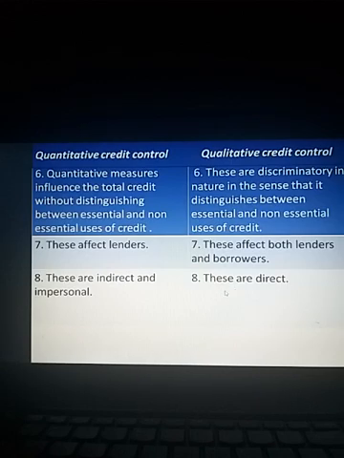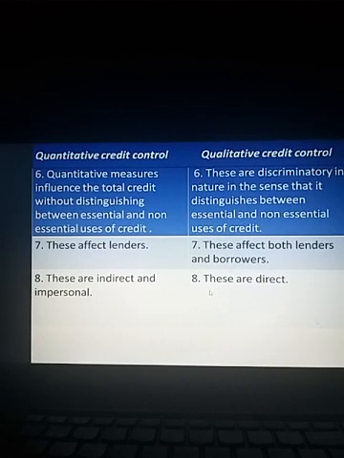So focus on these 8 points thoroughly. Clear? And this particular question is often asked in the board examination in part B or the second part. Clear? Focus much and learn all these points thoroughly. Minimum 5 points you should know under this section.